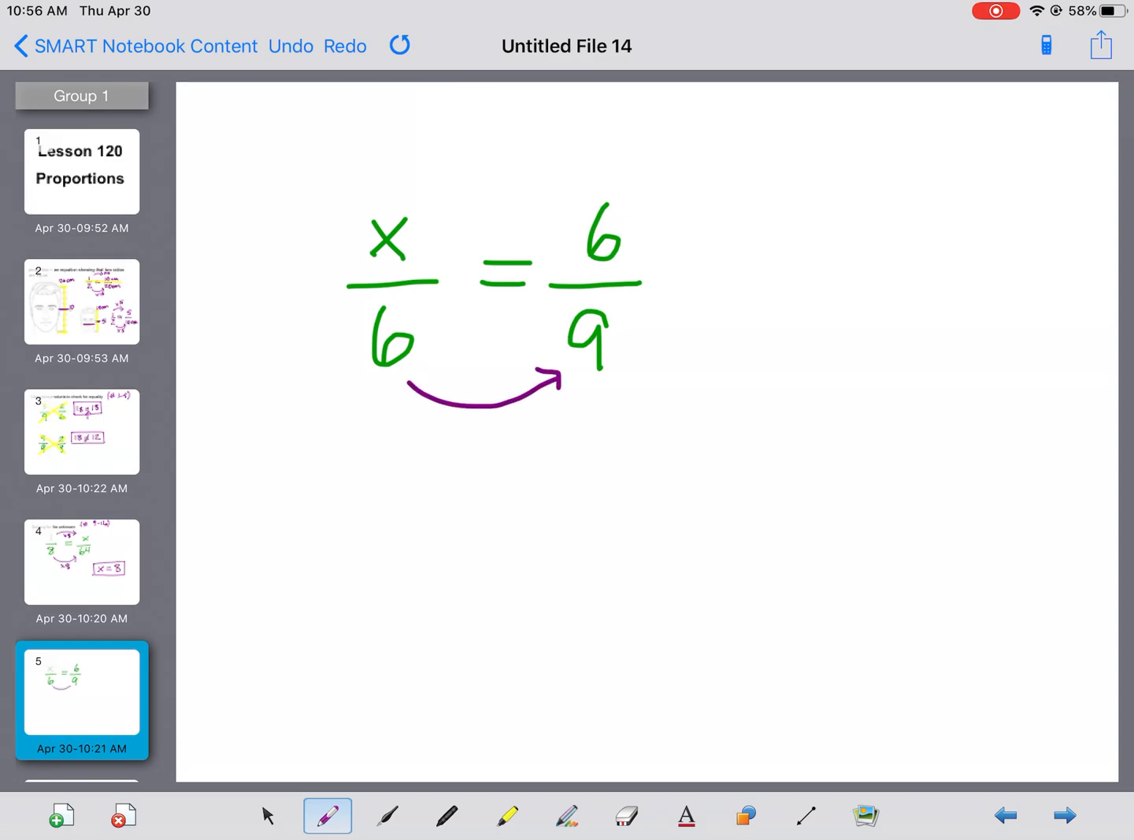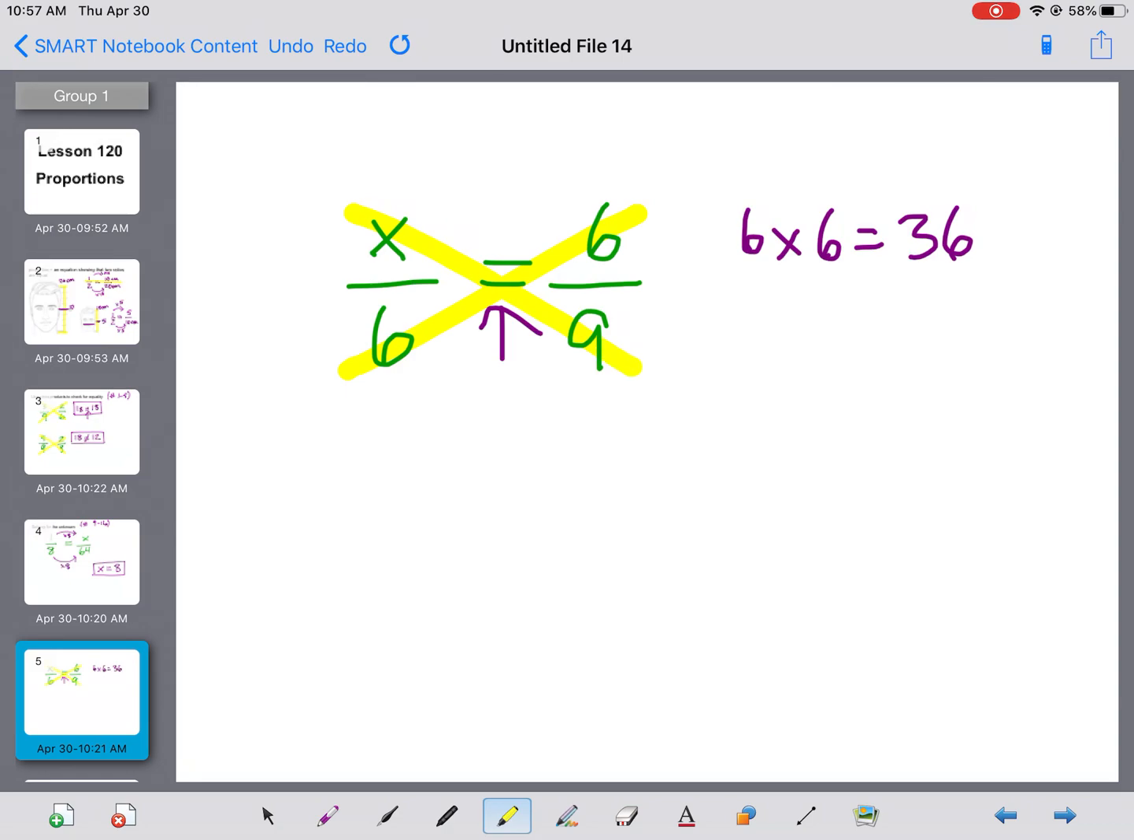However, you will also come across questions like this. There's no whole number that we can multiply 6 by to get a 9, so we can't use that same strategy. So what you have to do here is use your knowledge of cross products. We can multiply 6 times 6 to get us a 36. Now, since there's an equal sign here, we know that this is a proportion, it's equivalent ratios, which means x times 9 should also get us a 36.